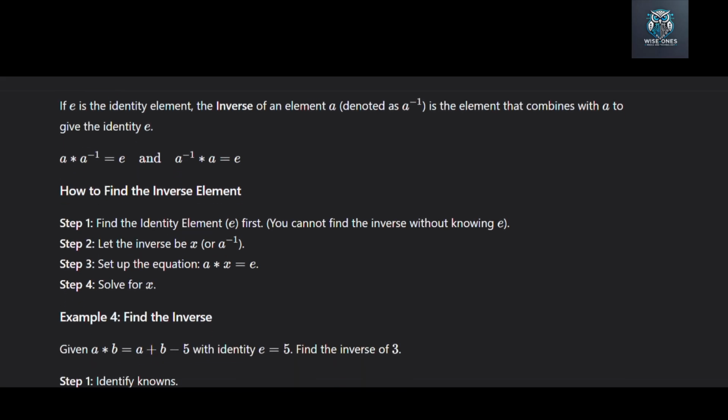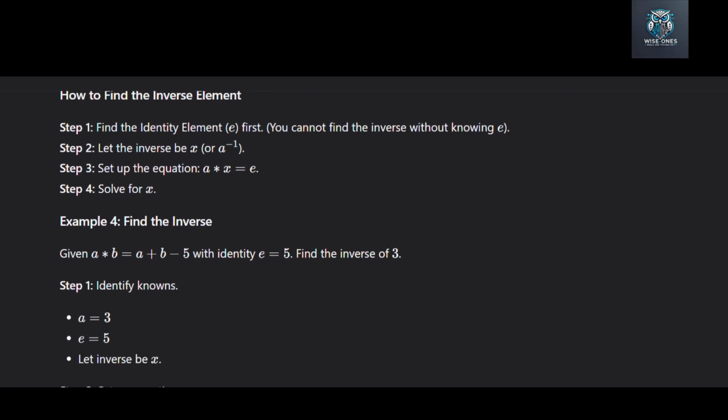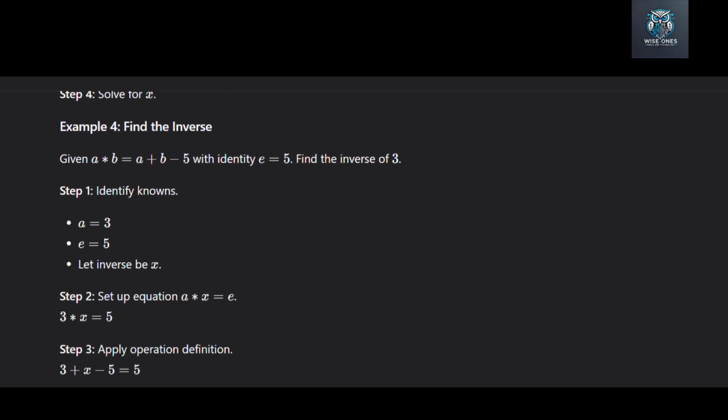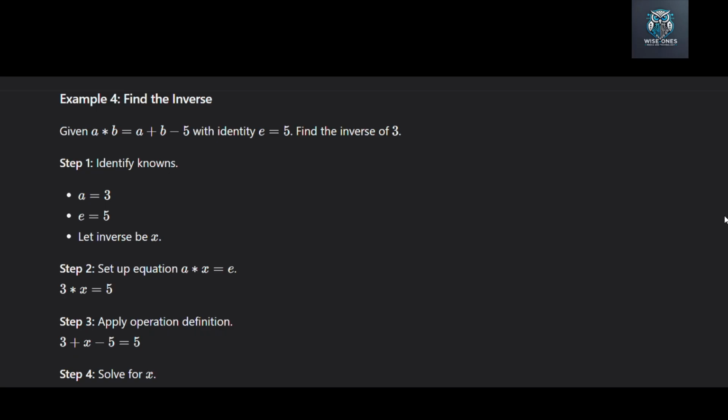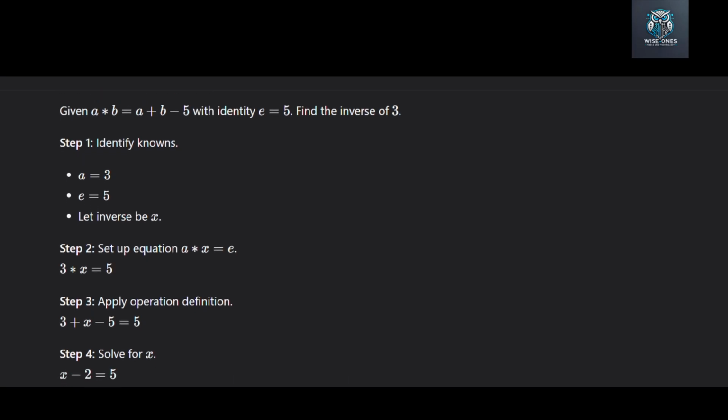Find the inverse given A star B equals A plus B minus 5 with identity E equals 5. Find the inverse of 3. Step 1, identify knowns. A is 3, E is 5. Let the inverse be X. Step 2, set up the equation A star X equals E, so 3 star X equals 5. Step 3, apply the operation definition. The rule is A plus B minus 5.